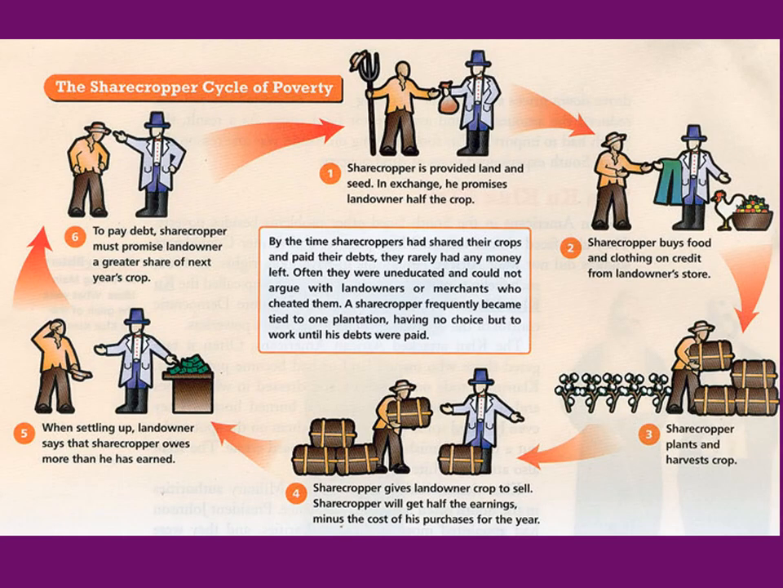And here's the cycle. The sharecropper is provided land and seed. In exchange, he promises the landowner half the crop, because sometimes the payment was half. Or if it was worked out in terms of cash, the interest rate would be set up like 50%. Sharecropper buys food and clothing on credit from the landowner's store. These country stores were the ones that extended this credit.